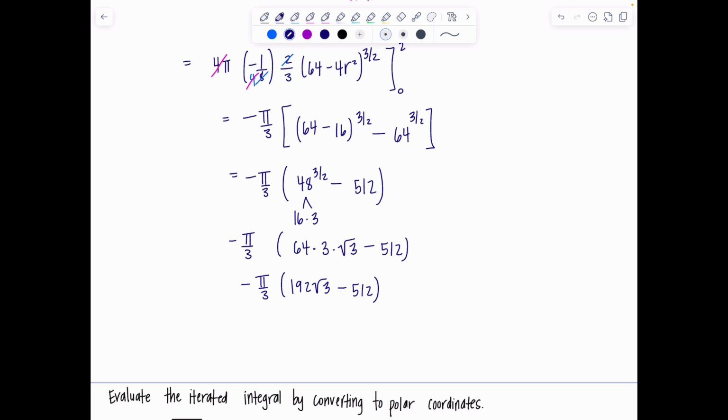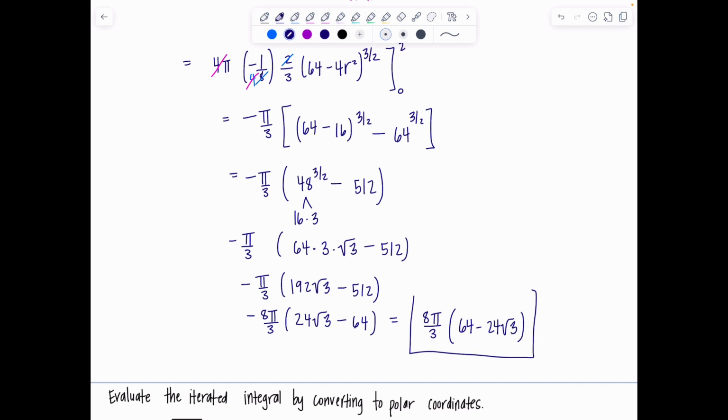So then this is going to be 24 rad 3 minus 64, negative 8 pi over 3. And then reverse the order of subtraction. We don't need that disgusting negative. And then 64 minus 24 rad 3. That was certainly the worst one of the video, I think. Just evaluating and cleaning up.